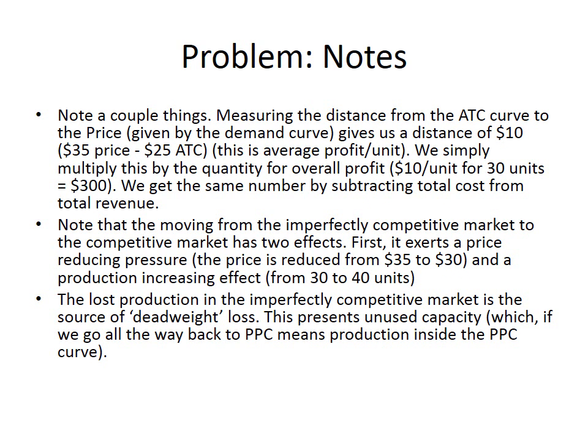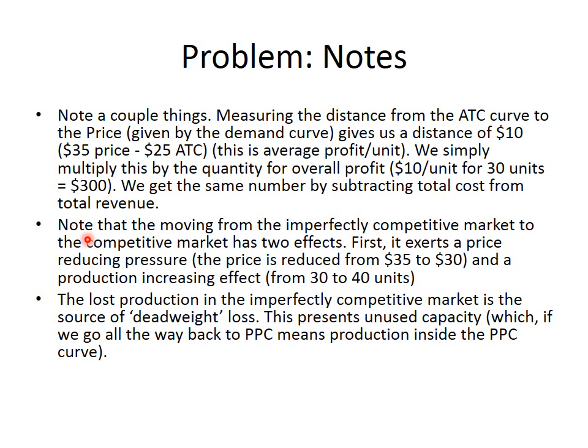Now, note a couple of things. Measuring the distance from the ATC curve to the price given by the demand curve gives us a distance of $10. $35 minus $25. This is the average profit per unit. This is what we just talked about. We simply multiply this by the quantity for overall profit. $10 per unit for 30 units, $300. Doesn't matter whether we use totals or averages.